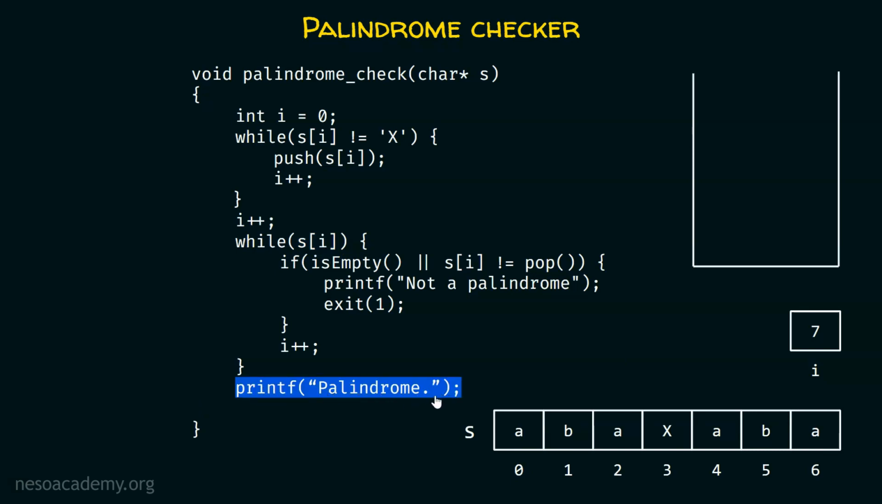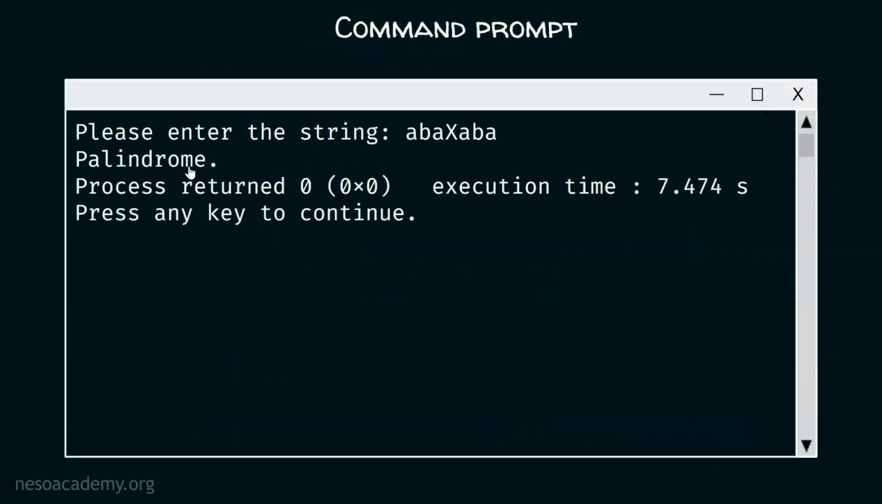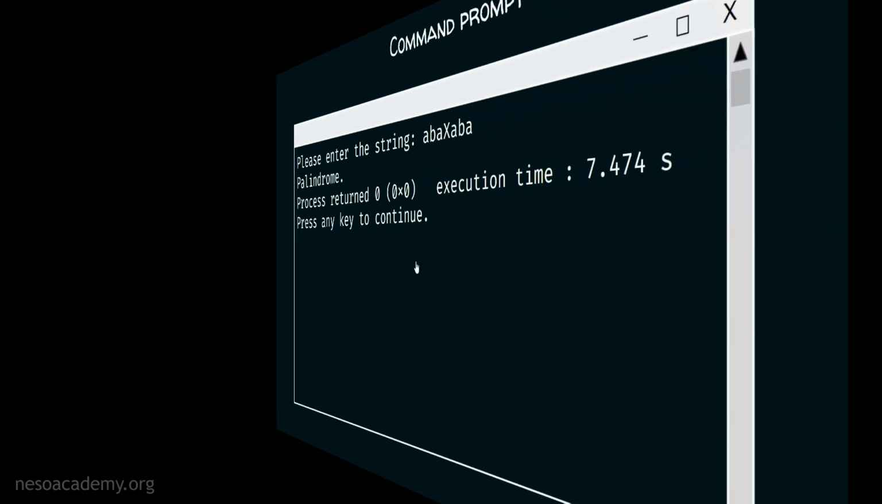Palindrome. Everything is fine up to this point, right? Our stack is also empty and our string is also finished. So it is clear that this string is palindrome, right? So we know that this message will get printed on the screen and process return 0 will also get printed on the screen. Now let's execute the complete code.